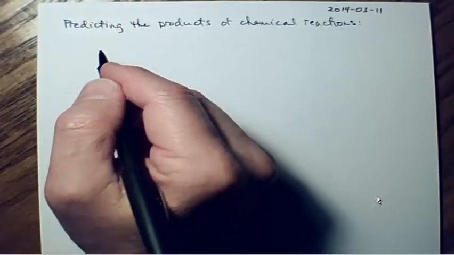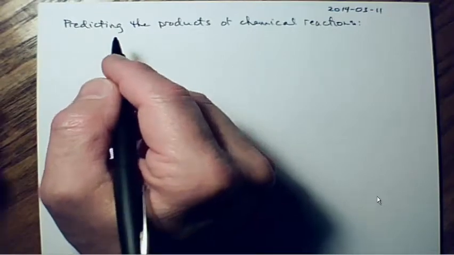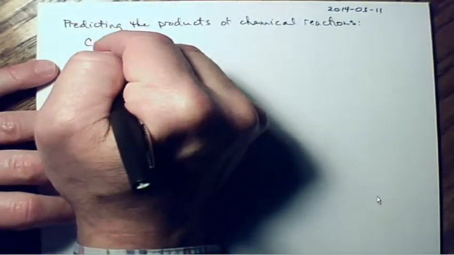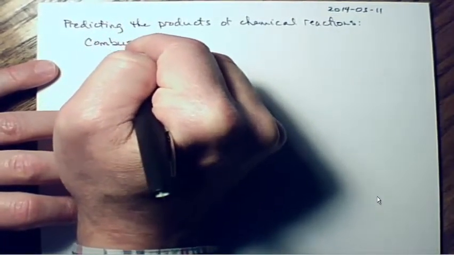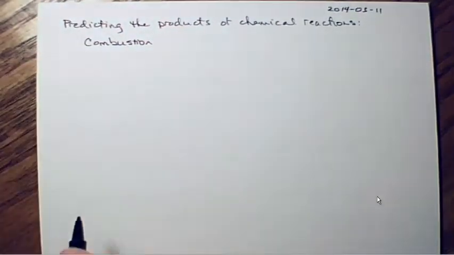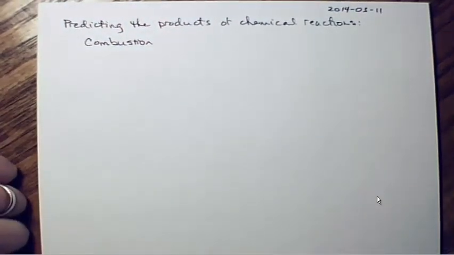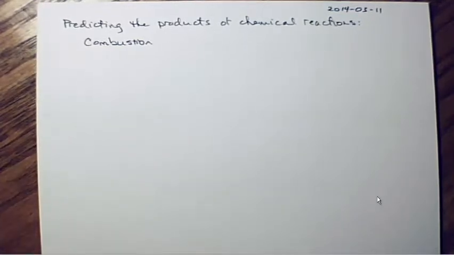First one I want to talk about is the easiest one to predict the products for, and that's for combustion. Now, combustion is a broad category of reactions. Any reaction where something reacts with oxygen and you produce light and heat in addition to other chemical products would be considered combustion in as broad as possible a sense.